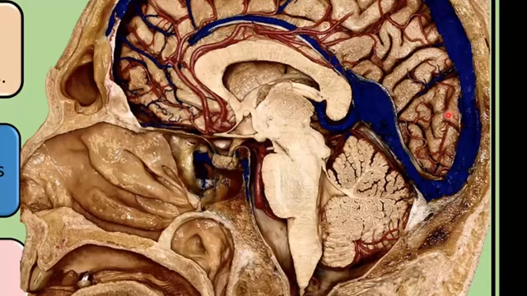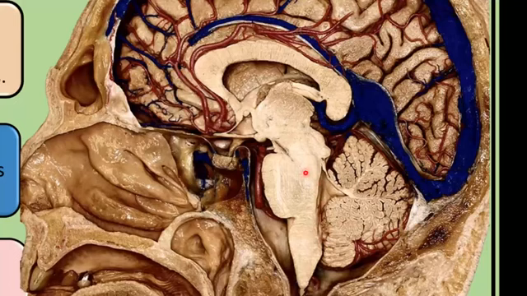Now structures relating inferiorly, here we see the medulla. The medulla will continue distally as the spinal cord. And then for posterior relation, we are seeing the pons, and then we are having the cerebellum at the back. So we see this cavity separating the pons and part of the medulla from the cerebellum at the back. This cavity is the 4th ventricle.